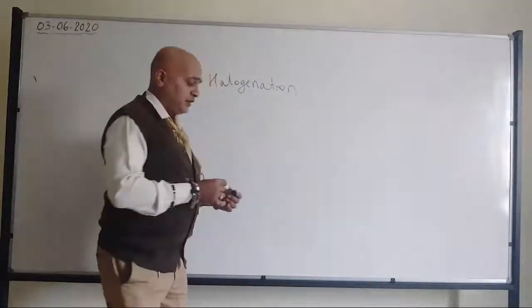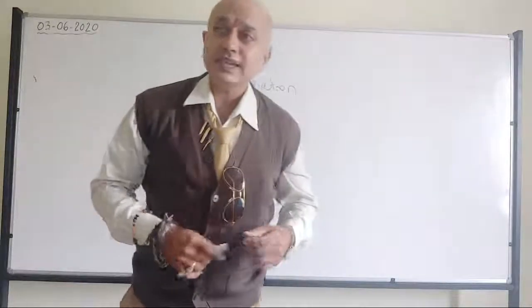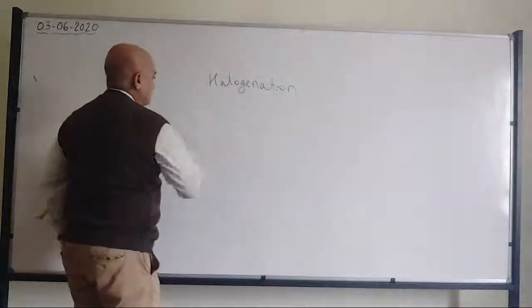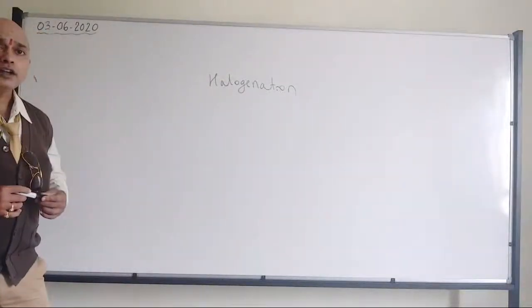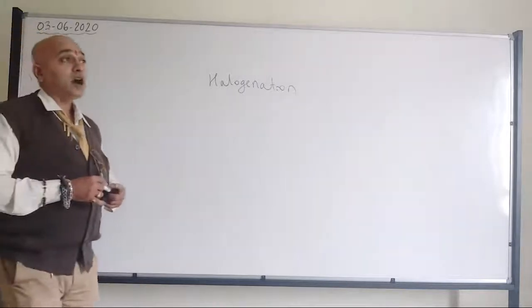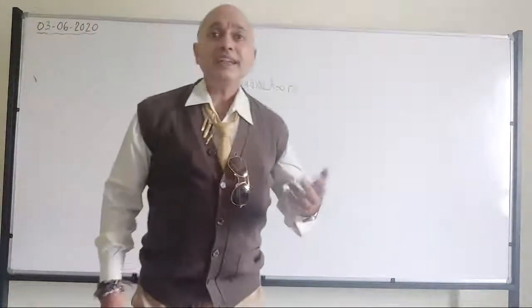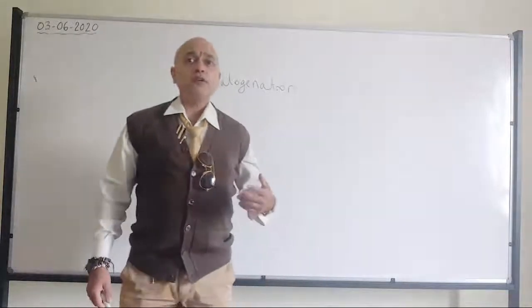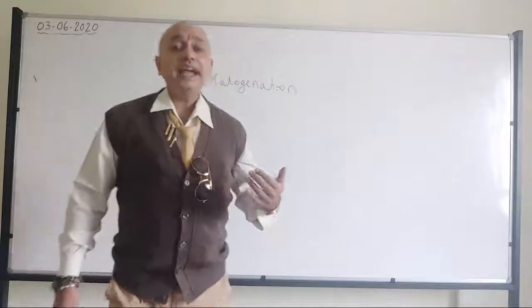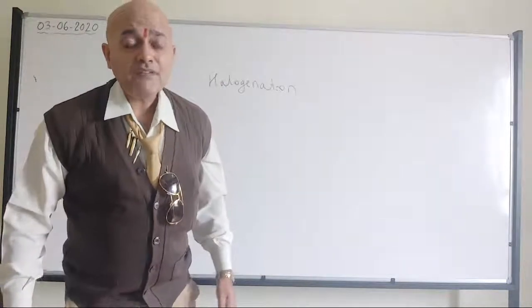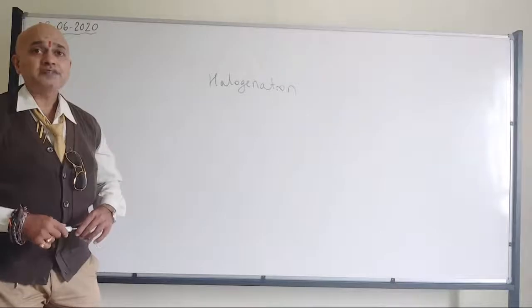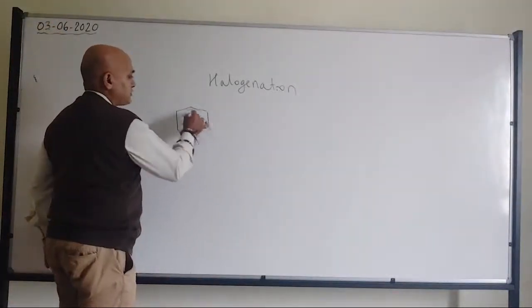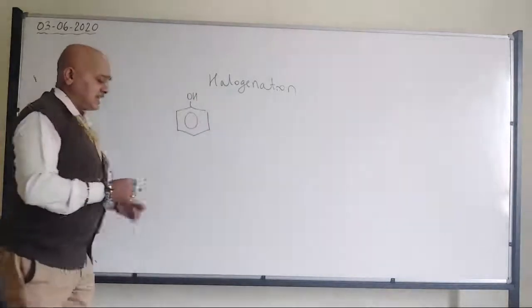Next one is halogenation. First, what we have discussed is nitration. Now, whenever we are talking about halogenation, normally they will be using ferric halides, ferric bromide, ferric chloride. Those types of compounds are normally used for halogenation. But when we have a molecule with a substituent showing positive resonance, like the OH group.